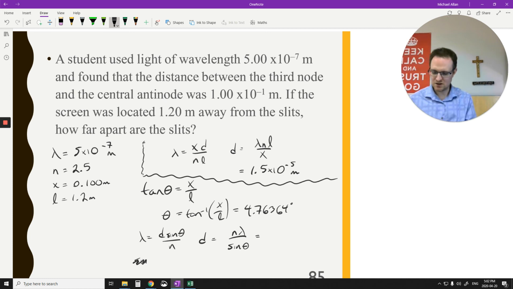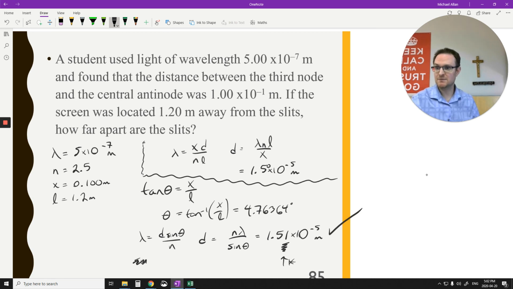Okay, we have the n, we have the 2.5. We have the lambda, 5 times 10 to the negative 7. I can divide it by the sine of the answer which we just got. Oh, 2 sig digs, I had an extra 0 on that. 1 times 10 to the negative 5 meters. Different number. The bottom number is more correct because we only made one assumption here. This number up here is wrong, right?